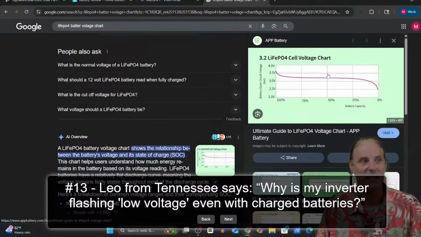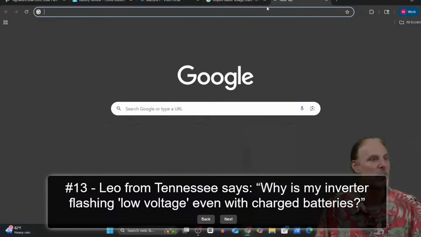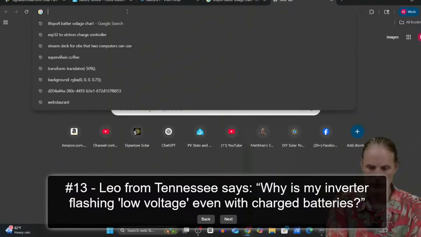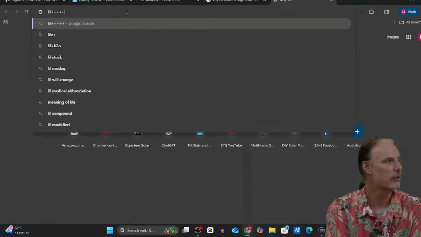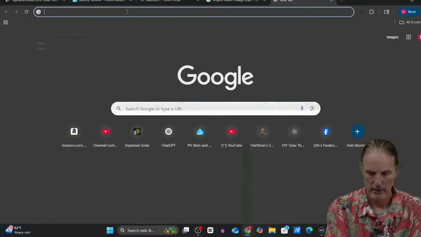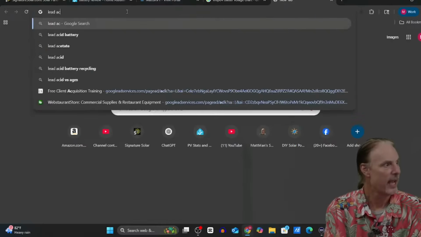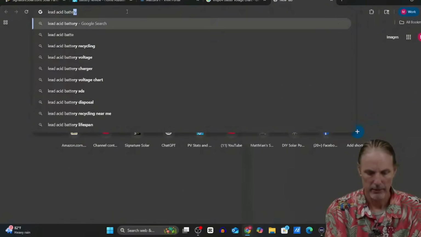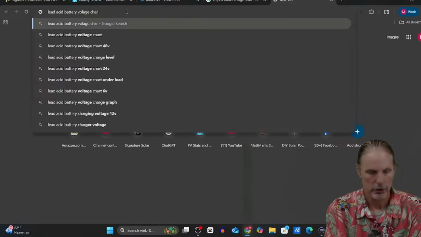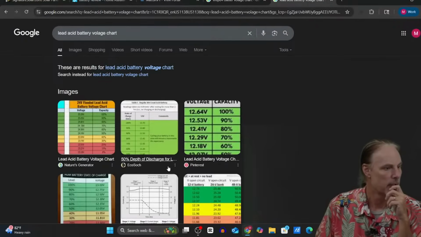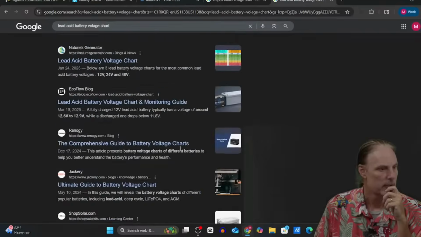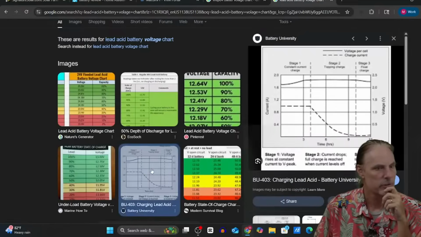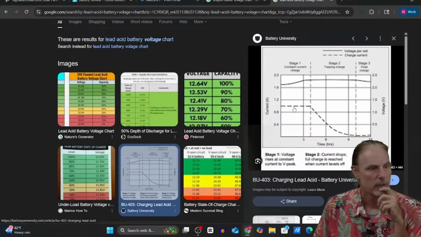But unlike if I went and looked up the same chart, so if I did a search for lead acid battery voltage chart. I don't know if this is what I'm looking for. Nope.